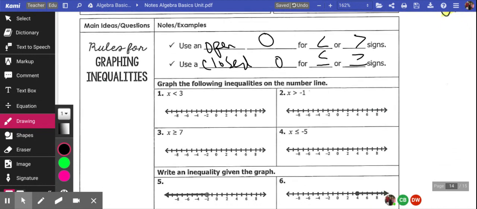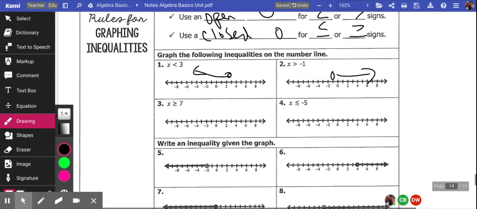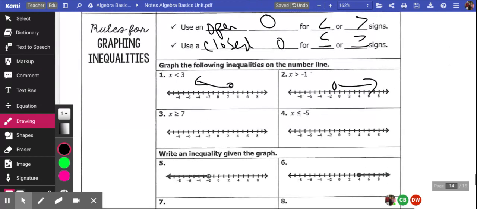We're going to graph these inequalities. If you have the X on the left side, you can always follow the arrow if you have a hard time reading these. This is X is less than 3. So we find the 3, open circle, and it goes that way. X is greater than -1. So find -1, open circle, that way. Sometimes they try to trick you and put the variable on the other side. So you can either flip it around or just know you go the opposite.